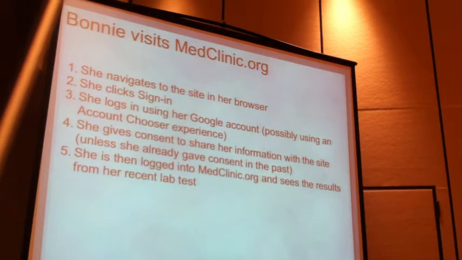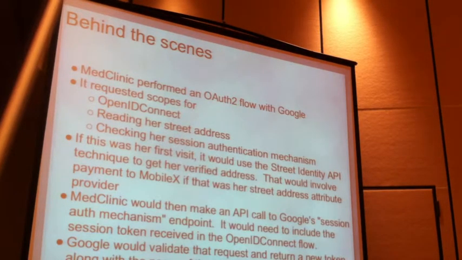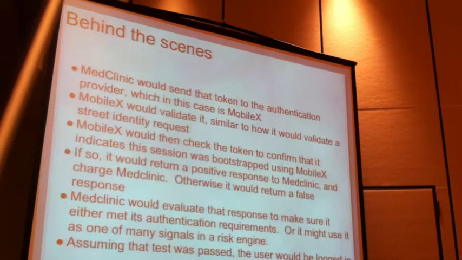It finally comes back to Google, and Google will return a token to MedClinic saying, okay, here you go, here's a token, send it over to MobileX. Finally, MedClinic can send it on to MobileX. Sorry, I skipped that one. And MobileX now has to rip apart the token. In the previous session, we showed this list of like seven things it has to do to validate where it came from, does it have a billing relationship, etc. But now there's one additional thing it has to check.